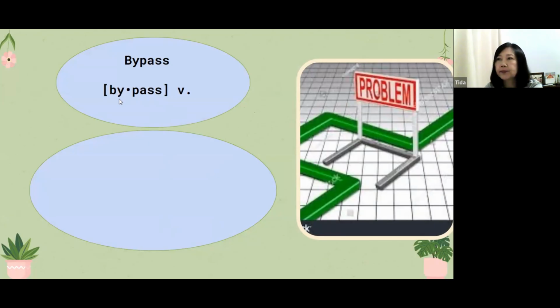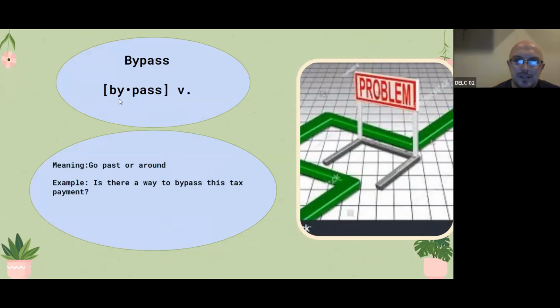Bypass. Very good. There are many different meanings, but one meaning is to go past or to go around. Maybe we can use this if you have a problem. For example, is there a way to bypass this tax payment? And yes, this is a good picture.